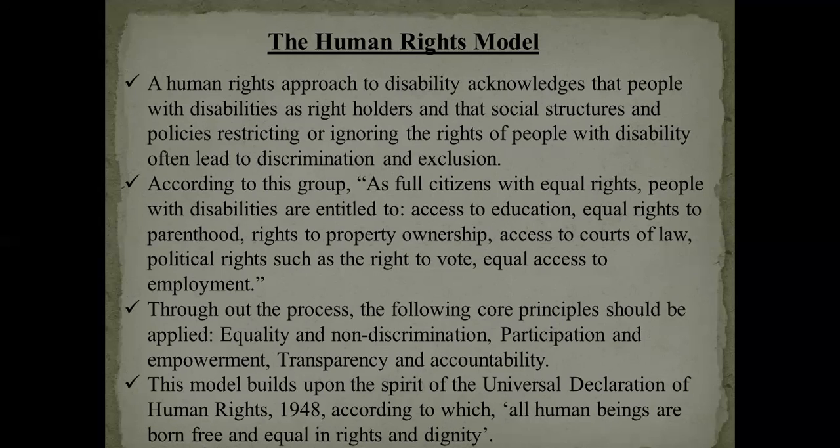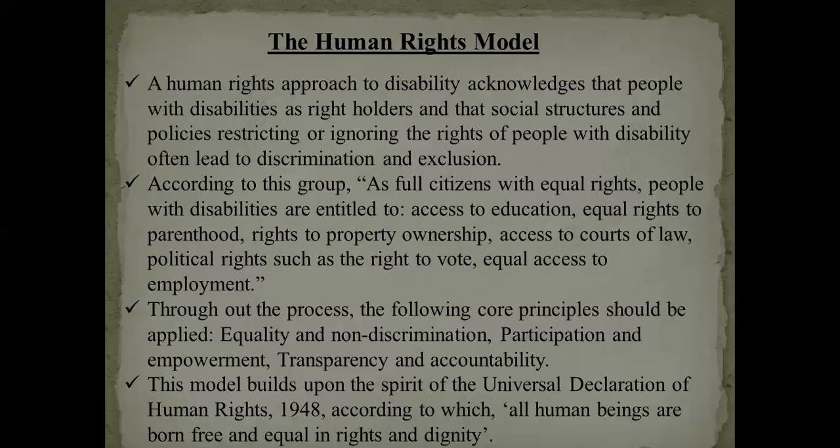So what is this telling us? That this model is acknowledging people with disabilities as right holders. Right holders means they have rights to access education, to access the law, anything and everything, as every other normal abled person. So the social structures and policies restricting or ignoring the rights of people with disability will often lead to discrimination and exclusion. As we told, it will always lead into the medical model there.